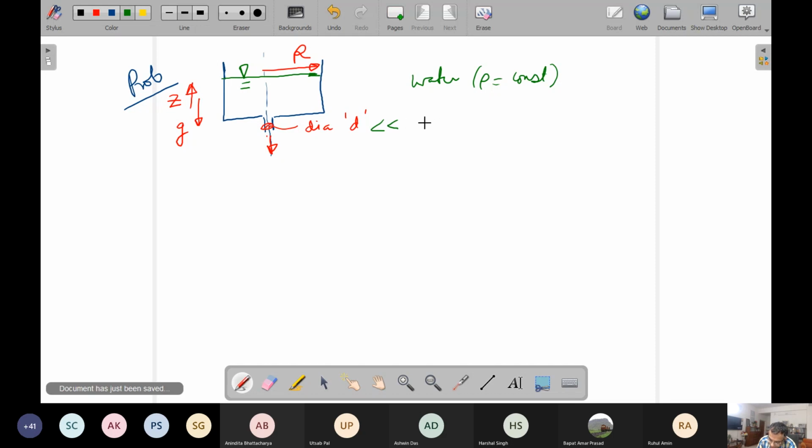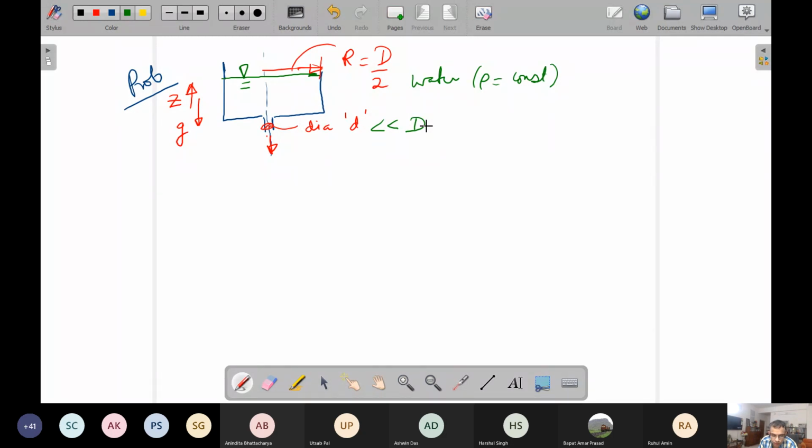The diameter of the tank is, sorry, I have written the reverse. So this is R equal to D by 2. Capital D is the diameter of the tank. So small d is much less than capital D. This is what it is told.